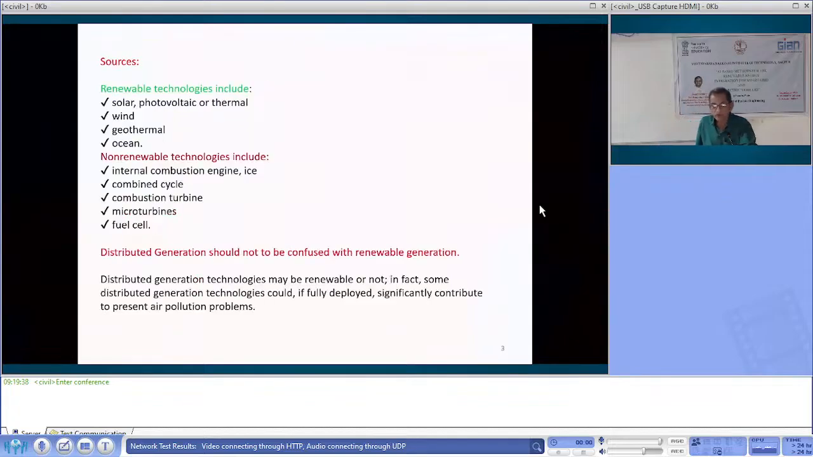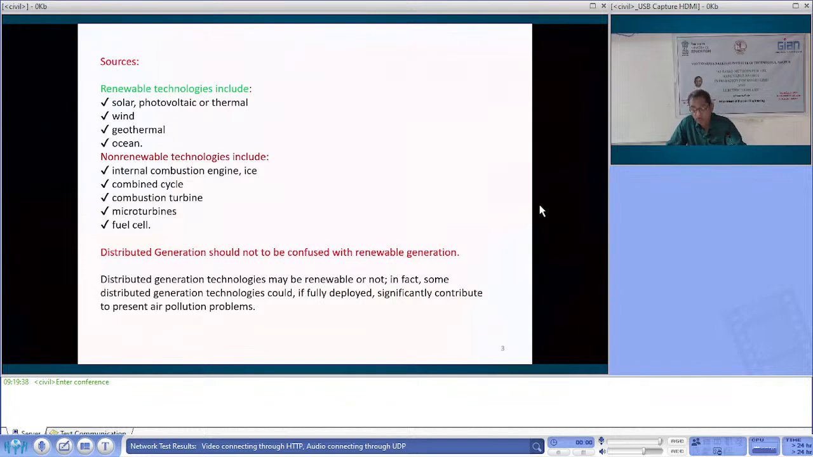Sources are renewable and non-renewable. So solar photovoltaic or solar thermal, wind, geothermal, ocean, tidal, and so forth. Non-renewables: IC engines, combined cycle gas turbines, combustion turbines, and micro turbines, which are gas turbines.